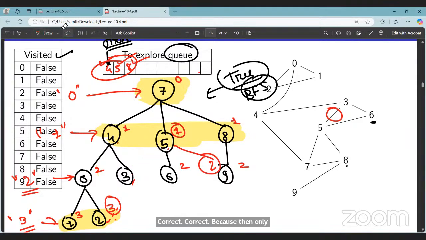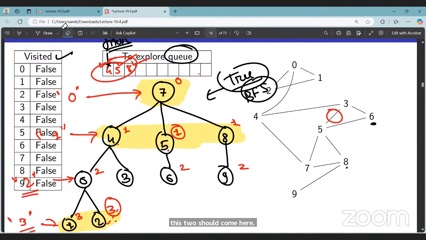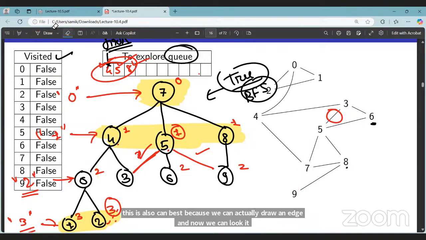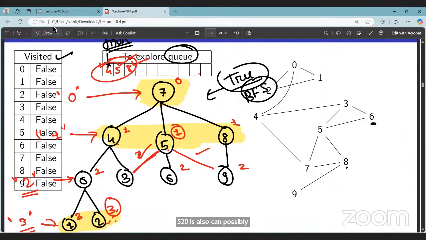Ma'am, it may be possible, but not sure to have that edge right now. Right, so this edge can be possible. You can draw any edge between them. And 5 to 0 may not be possible? 5 to 0 is also possible, because we are choosing the exploration of 4 ahead in place of 5. So that's why this is possible.